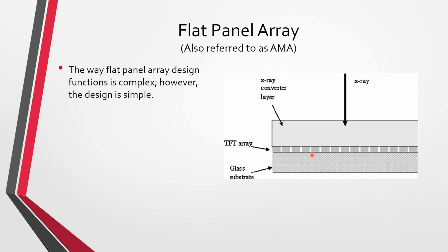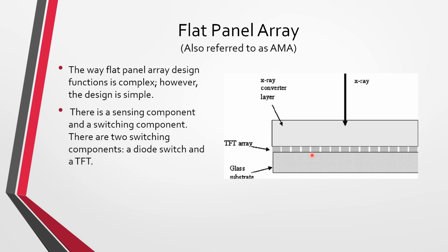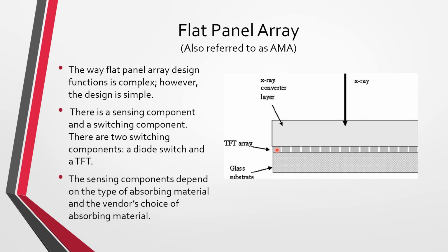So the way a flat panel array is designed, the function is complex. However, the design is quite simple. There is a sensing component, which is here, the X-ray converter layer, and a switching component, which is a TFT, thin film transistors. There are two switching components, a diode switch and then the TFT in here. The sensing component depends on the type of absorbing material and the vendor's choice of absorbing material. So depending on what type of material they have here, this will change, and it depends what the manufacturers want to make.